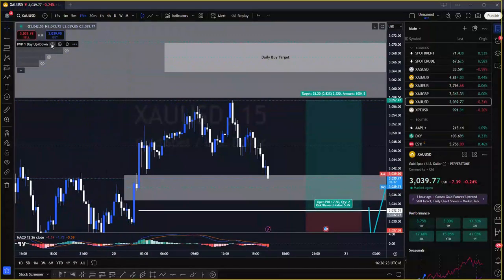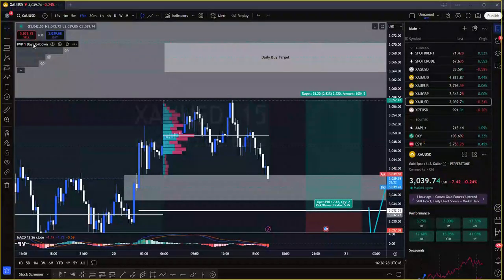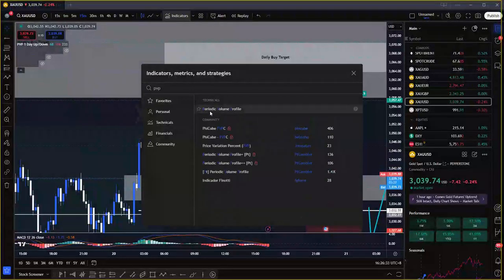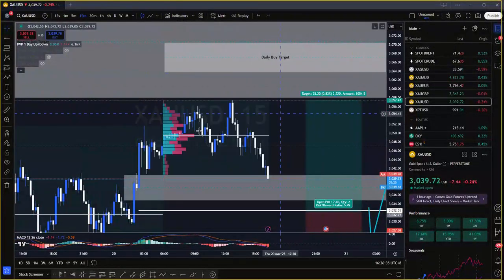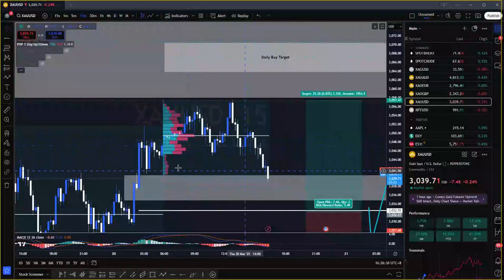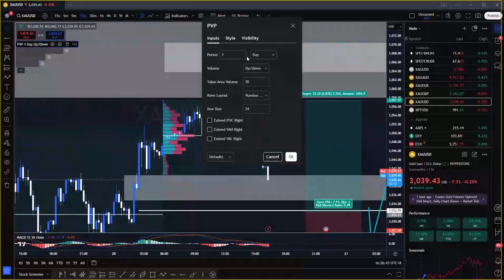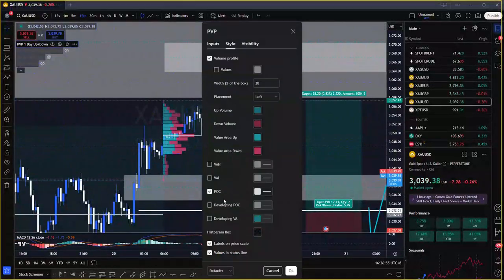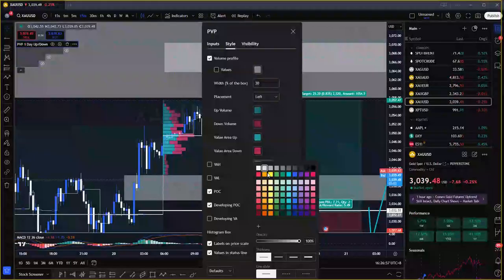You can do this. So one other tool that we commonly use is the periodic volume profile. Okay, you can search for PVP, periodic volume profile. So instead of you defining the date range, the PVP allows you to define based on either a bar, a minute, hour, day, week, or month. Most commonly you'll use the daily tool. Same thing, what you want to do is add the developing POC. I'm going to highlight this in yellow.